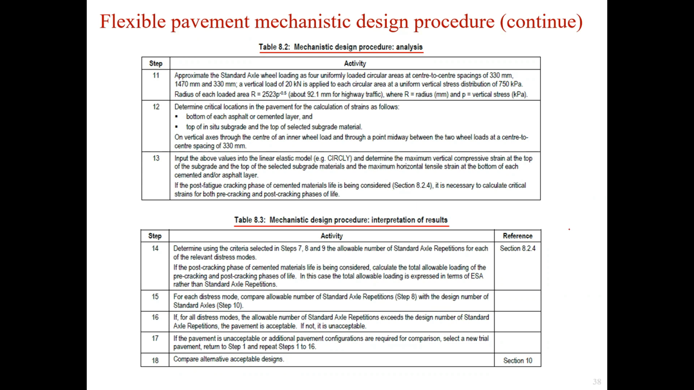Otherwise, it is deemed unacceptable, and we need to select a new trial pavement and repeat steps 1 to 16. Finally, sometimes we also need to compare the alternative acceptable designs. I will show you one example with 3 types of flexible pavement to help you understand the above design procedures.